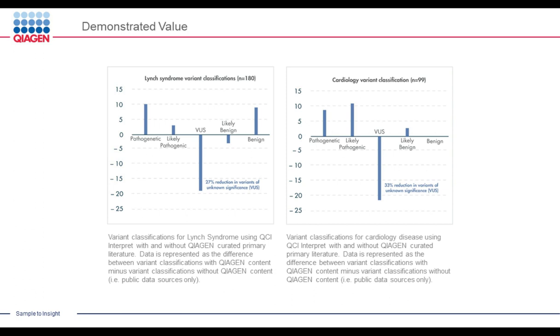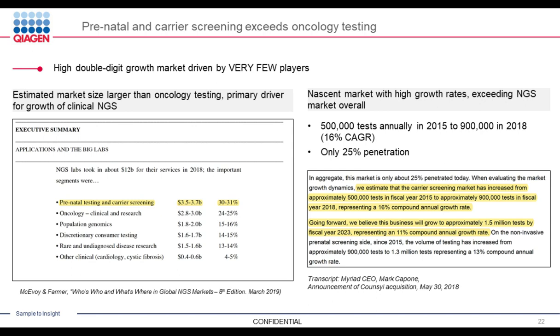So really the value of having knowledge is to give greater accuracy in classifying these variants. Now I want to talk about carrier screening.